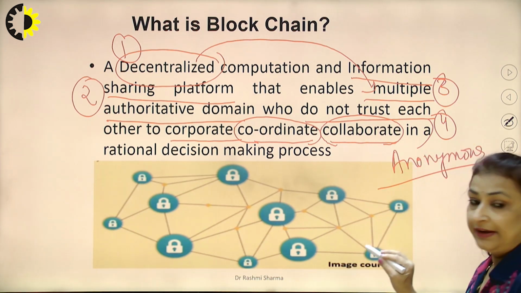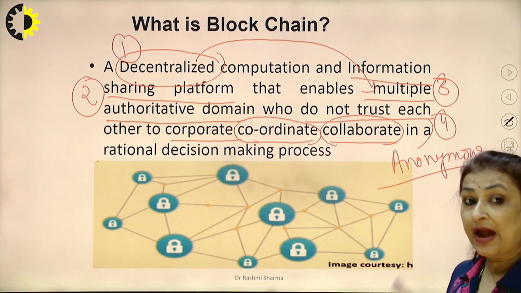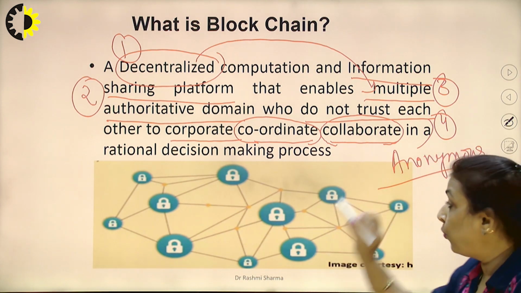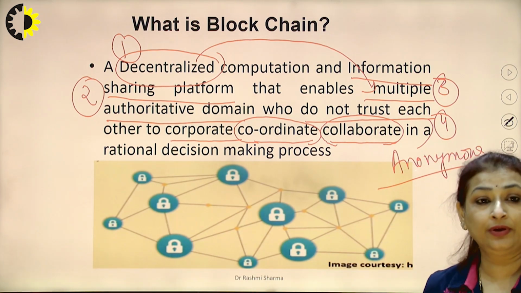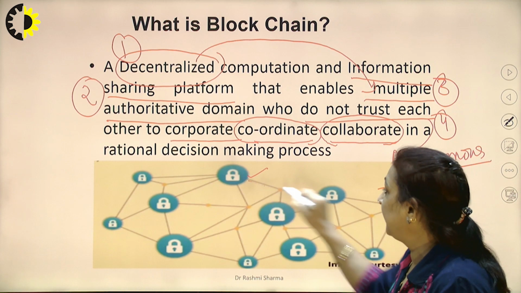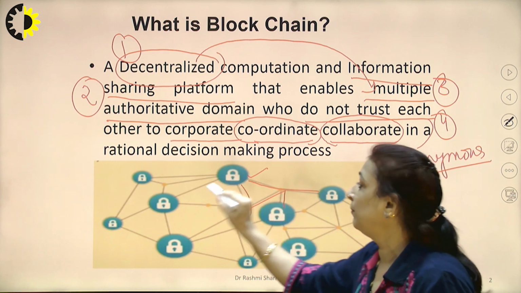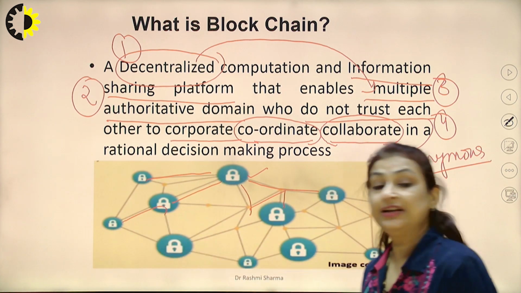So here is the diagram. Here you can see we don't have any one person who has all those rights. It is connected in this form, and we have a connection with each and every node.